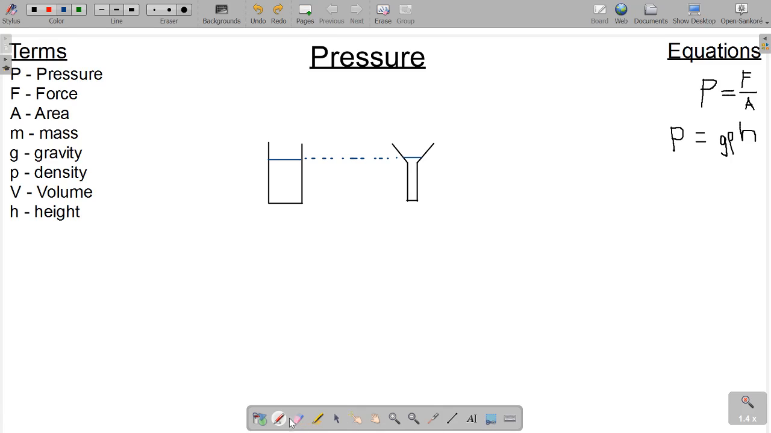Basically, the pressure at, let's say, here and the pressure at here is the same, even though the shape of the containers are different, assuming the height is the same. So the pressure at the bottom of the container here is equal to the pressure at the bottom of the container here, even though the volume of the water and the shape of the container is different.